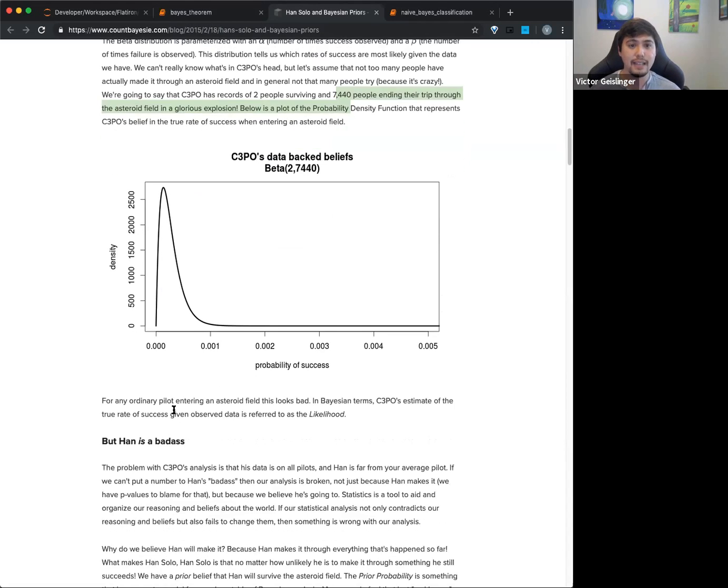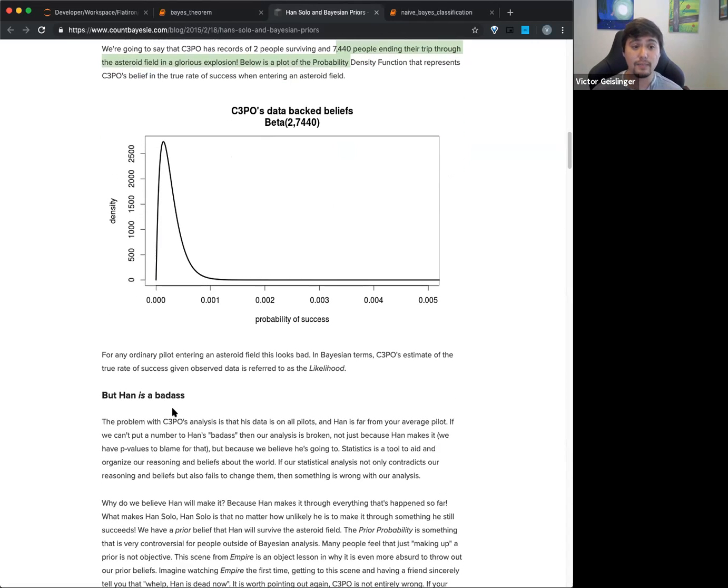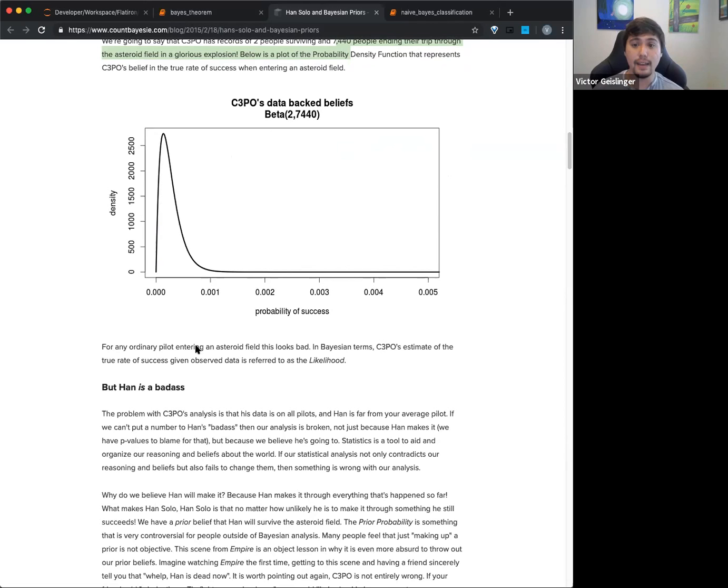And the thing is that Han Solo is a really great pilot, so this assumption is actually not quite right. We have the knowledge that Han Solo is a good pilot. He's going to do a really good job flying through this asteroid field, better than most pilots. So his expected survival rate, if you sent multiple Han Solos through, is going to be higher than the very low survival rate C-3PO has recorded before.